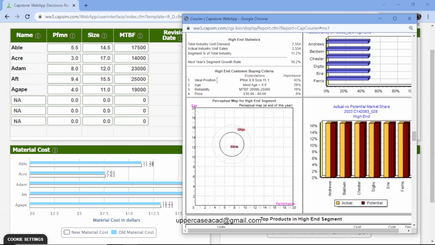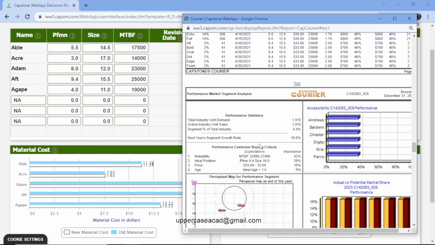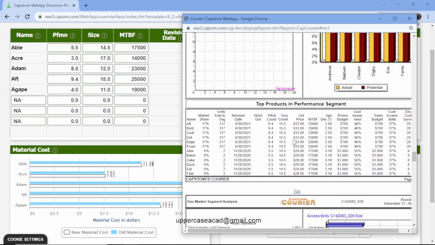So ideal positioning is more important in the high-end market segment. Then let's move on to performance. Reliability has an importance of 43%. Ideal positioning has an importance of 29%. Pricing has an importance of 19%. Then age has an importance of 9%.